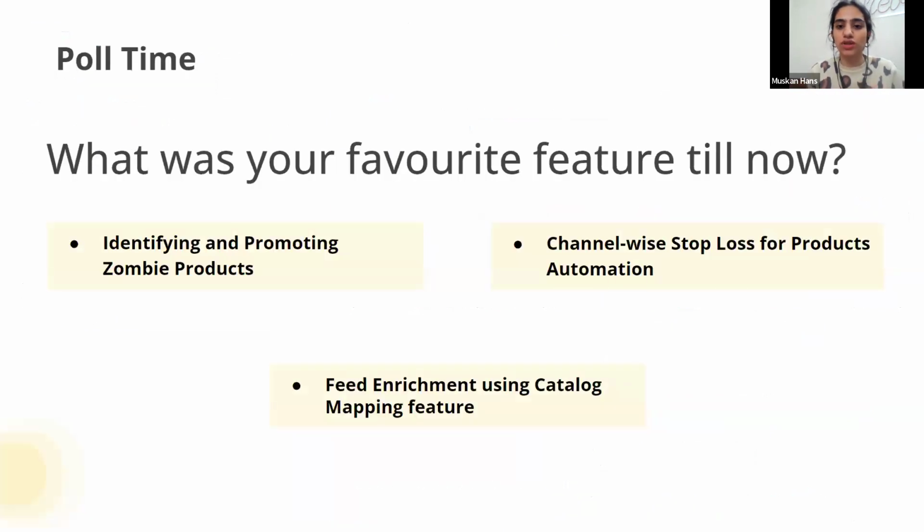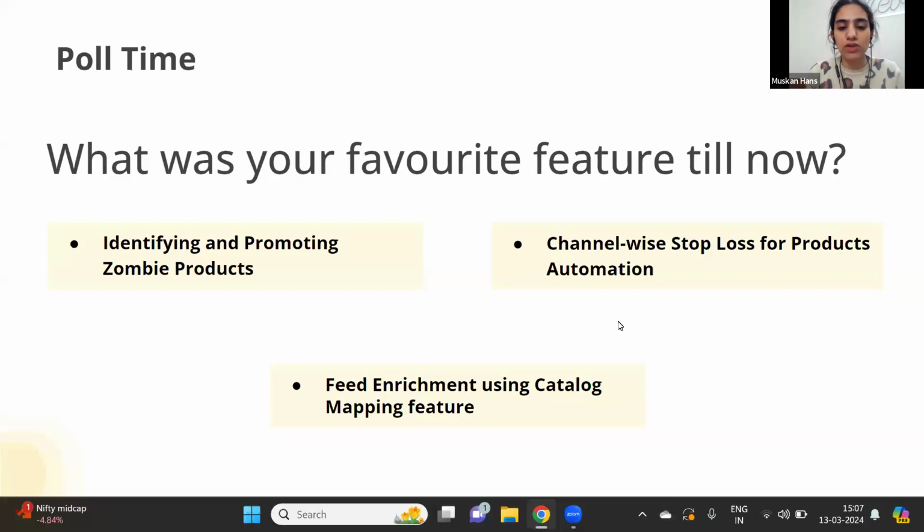Next up, we just wanted to know what was your favorite feature till now in the entire webinar. Was it identifying and promoting zombie products? Was it channel-wise stop loss for products automation? Or was it feed enrichment using the catalog mapping feature? So you will be able to see a poll on your screen in just a few seconds, and you should be able to give us an understanding of what was your particular favorite feature. So do let us know, and we'd be happy to understand which feature would add the most value to your D2C brand.